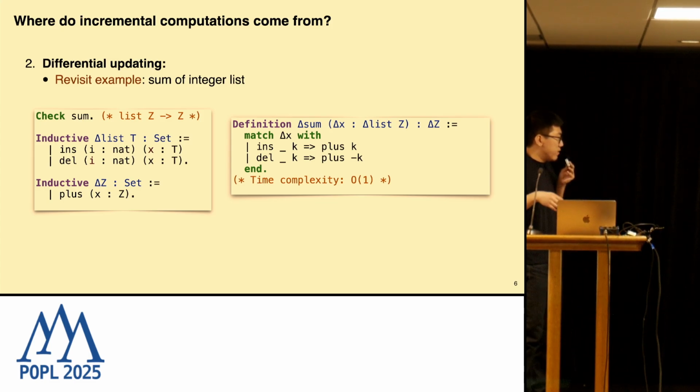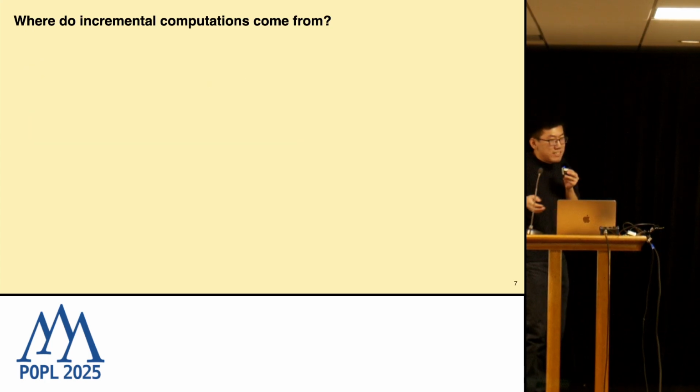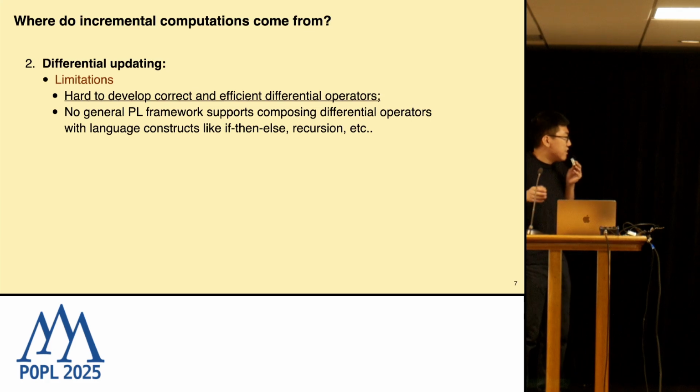In the other case, we add it with negative k, which is correct because we know that integer addition is commutative, and its time complexity is reduced to constant time. So apparently the differential updating approach is very effective, but it also has some limitations which prevent it from being applied in more fields. And there are two limitations.